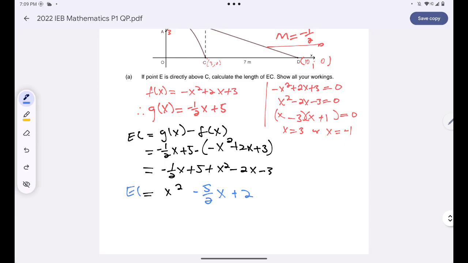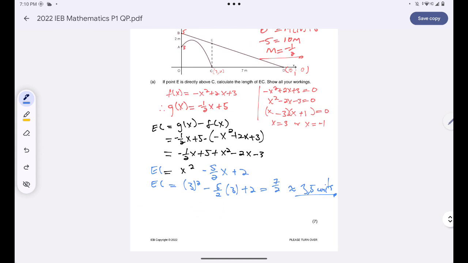Are we together? You see, the x value at that vertical line is equal to 3. So I'll simply substitute 3 and then calculate my vertical distance. 3 squared minus 5 over 2 multiplied by 3 plus 2. I'll simply get 7 over 2, or I'll just write it as 3.5 units.